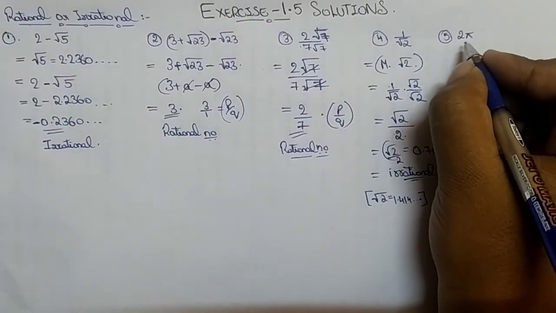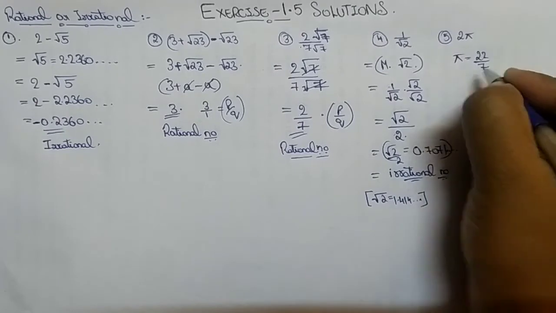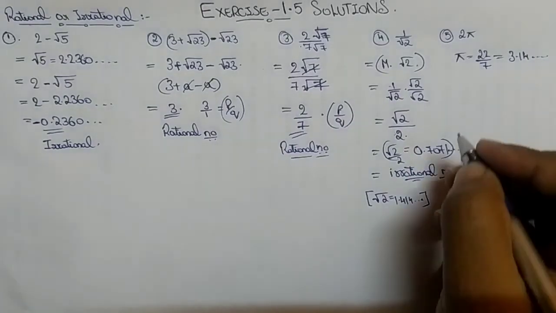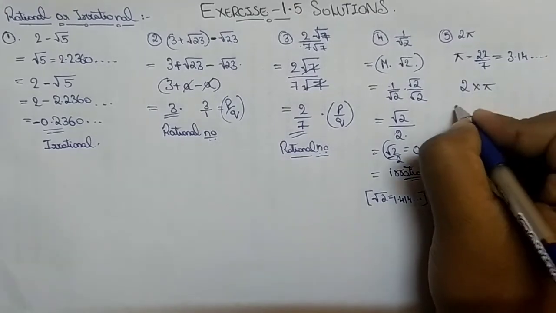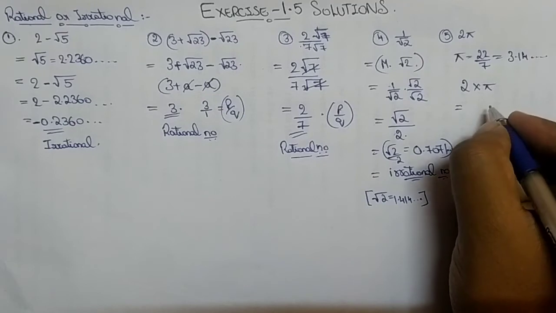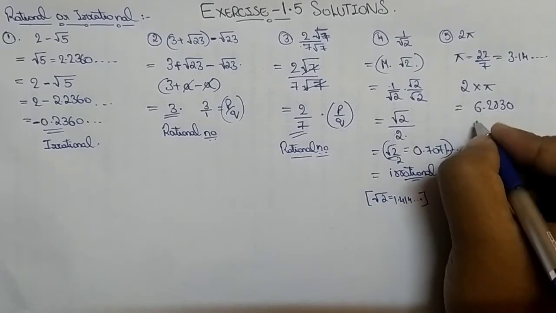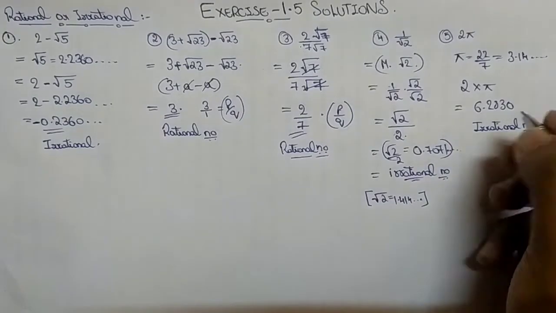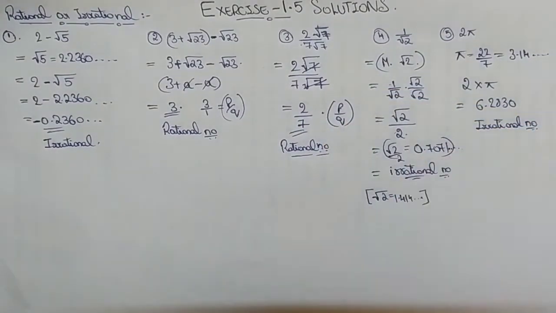Here they have given 2 pi. We know pi value is 22 by 7. It is also 3.14 something something something. Now pi is irrational. Multiplying 2 with pi also gives you irrational, and that's going to be 6.2830, which is an irrational number. This is the thing of first lesson, first main.